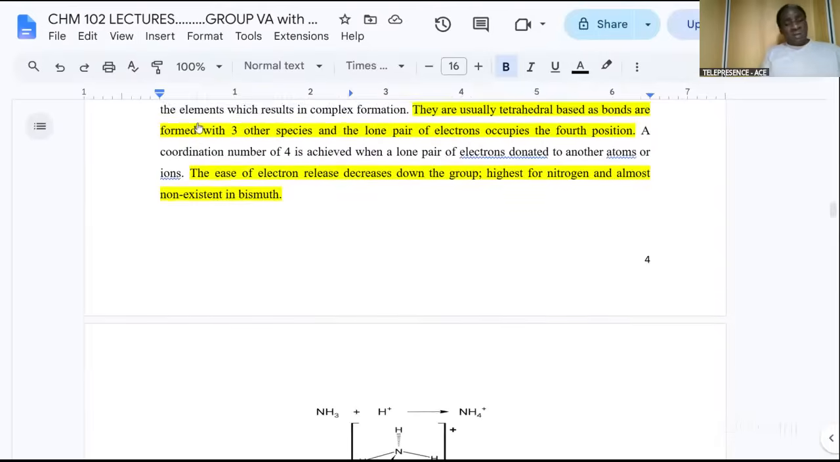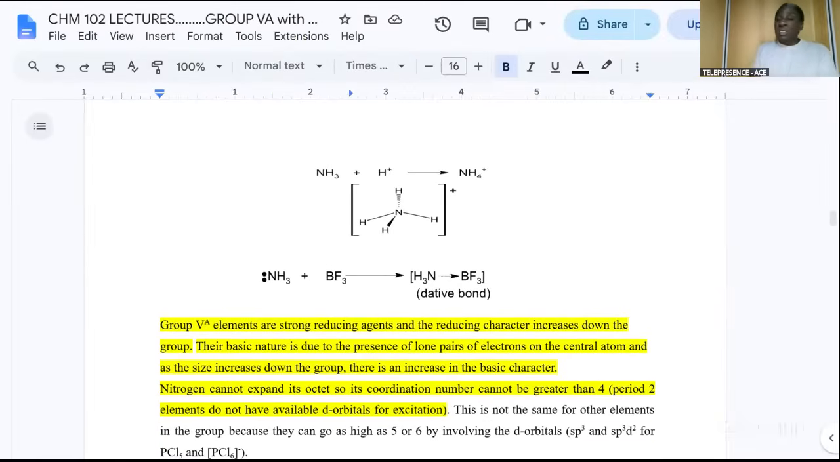Can somebody give me the reason why nitrogen is going to readily lose or give out its lone pair of electrons? Can somebody tell me that? Well, anyway, I'm waiting. Good. Okay, I'll be waiting before the end of the class, though our time is fast spent.